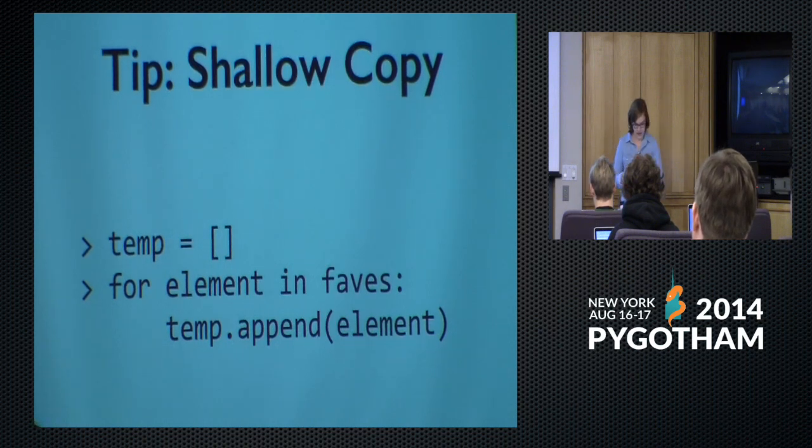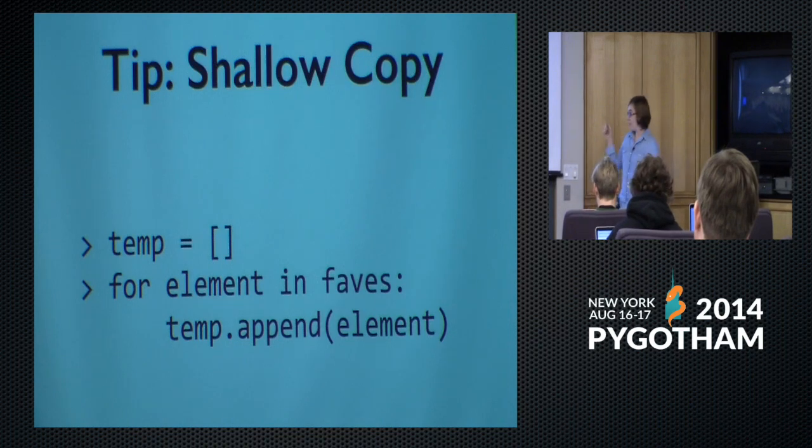So what does shallow mean? Essentially, we could implement these things by creating a new list temp, and then for each element in faves, which is what we wanted to copy, we iterate through each of those elements and add it to temp, our new list. But what if element is a list or some other mutable object? We don't make a copy of element.